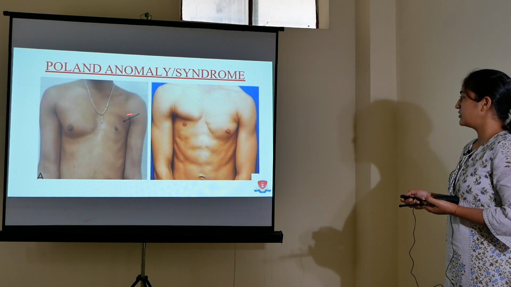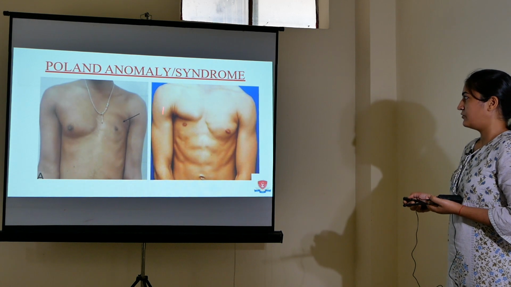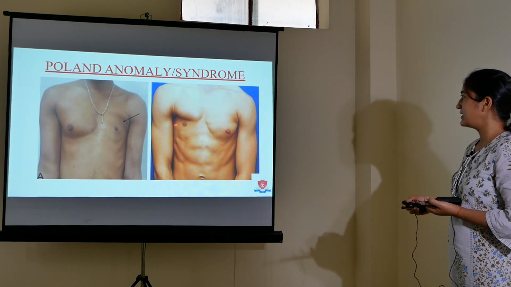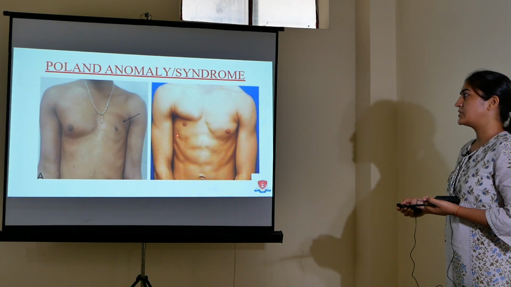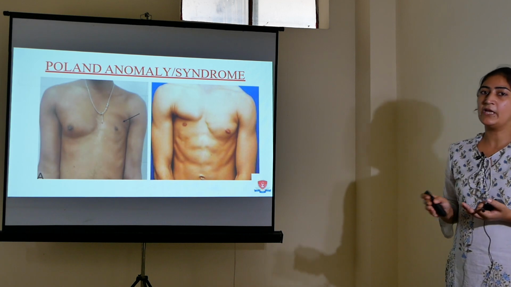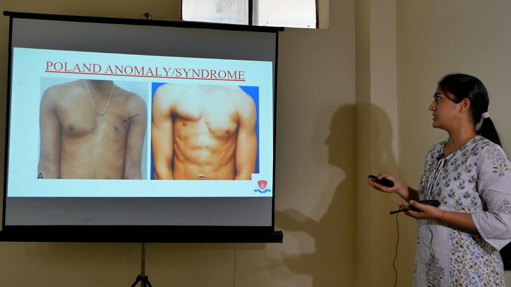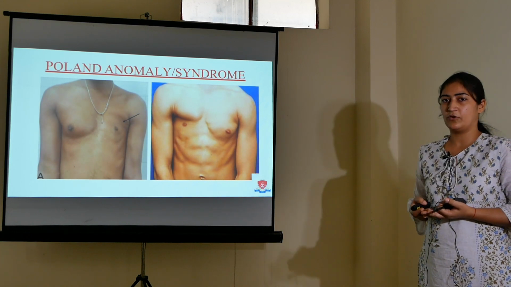In both the pictures you can see that on one side the whole pectoralis major is not developed, and on the other side some portion of the pectoralis major muscle is developed. Both pictures signify the Poland anomaly or syndrome. This is a very common question asked in exams. They ask what the Poland syndrome is, or they show you the picture and ask what the diagnosis is.